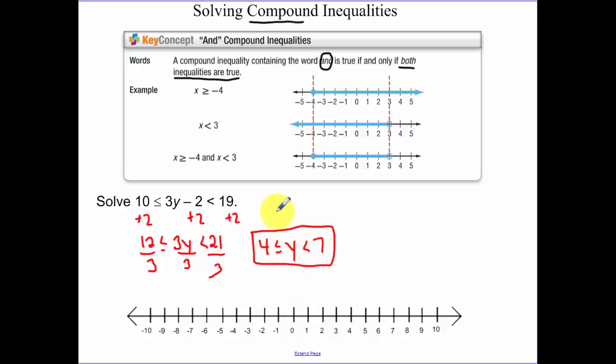I think about it as a sandwich. Y is sandwiched in between 4 and 7. So in between 4 and 7, everything in between there. And see how that kind of looks like that graph above. Remember, and means both are true.